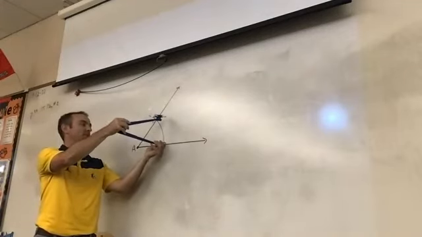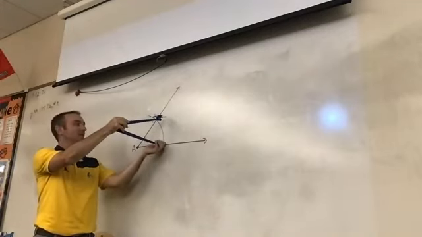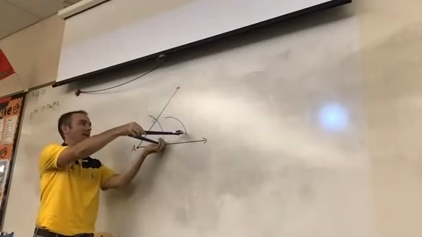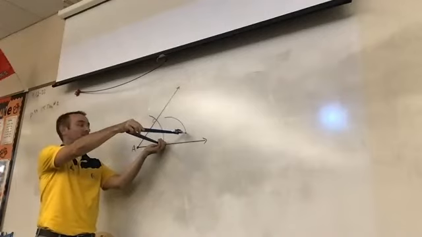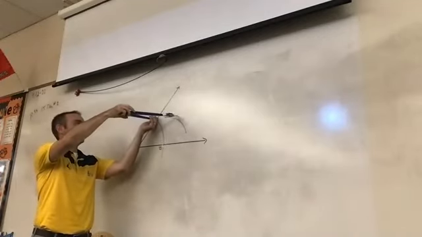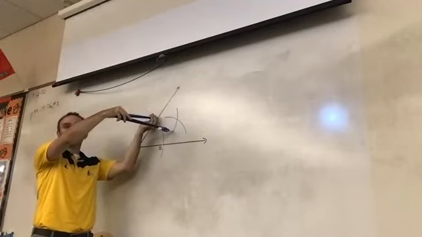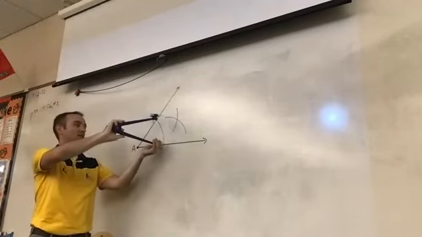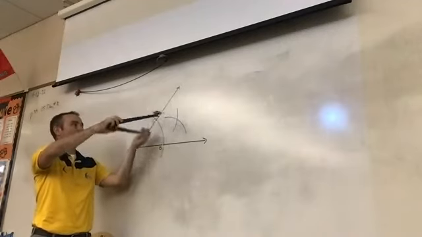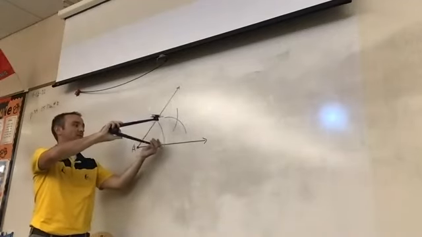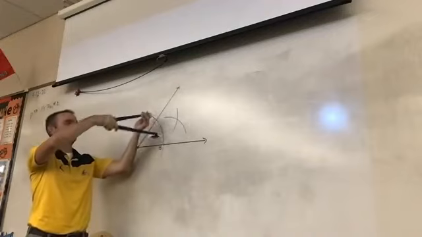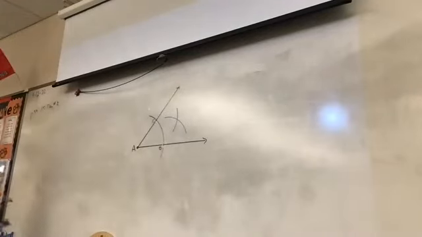We're going to put the point on B, and out in the middle of my angle, I'm just going to draw an arc. Then I'm going to keep that same size, put the point on C and draw that same arc. I want those two arcs to cross out in the middle of that angle.